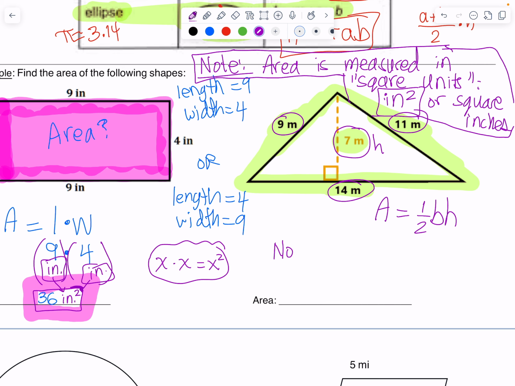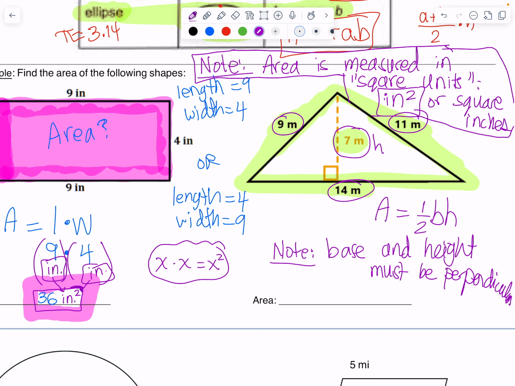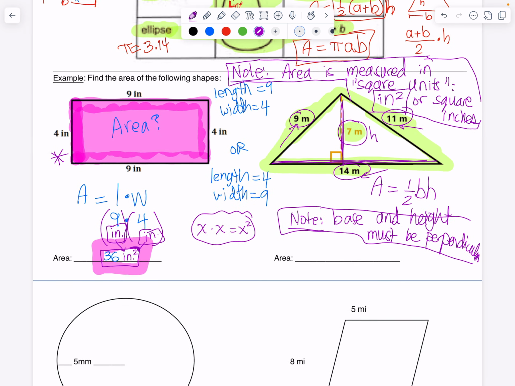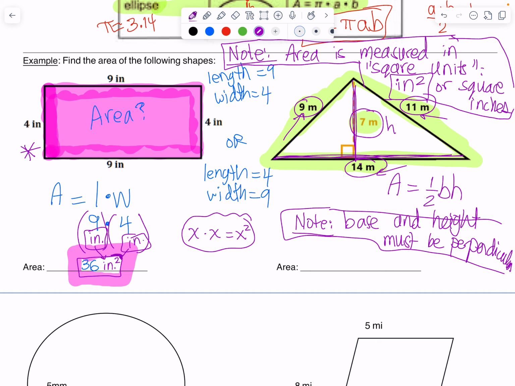Just keep in mind, base and height must be perpendicular to each other, or make a 90-degree angle together. That'll tell us which one to use. Perpendicular, what a long word. So I think that should tell me. My height is here, 7 meters. The only one of these distances, between the 9 meters, the 11 meters, and the 14, that's perpendicular to it is the distance across the bottom, the 14. I'm not really choosing the 14 because it's at the bottom. I'm choosing it because it's perpendicular to the height they gave me.